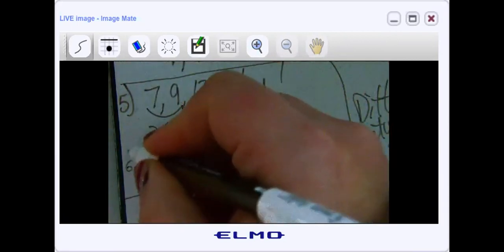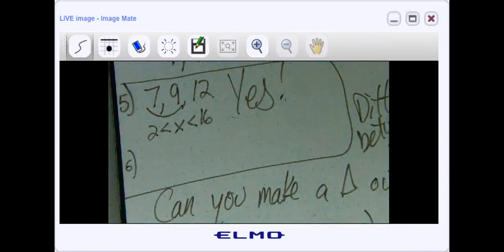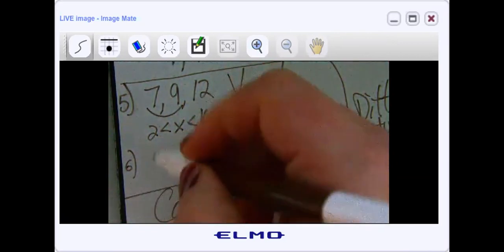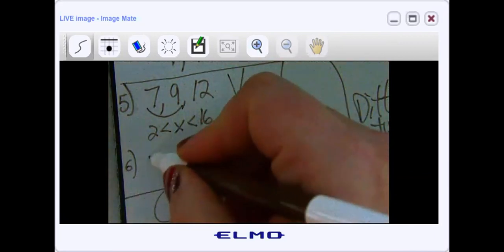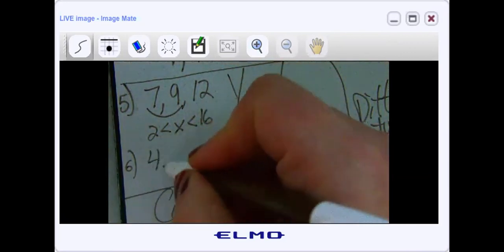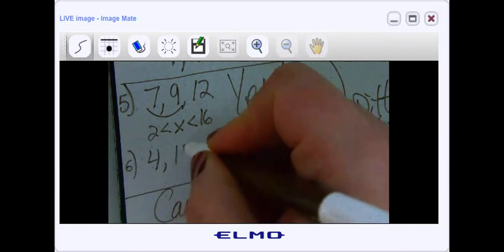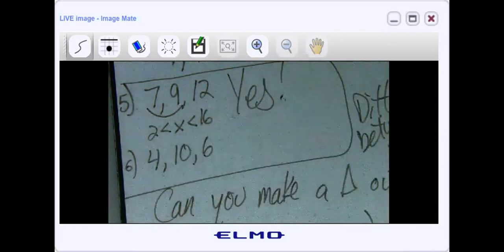Okay, and my last example, Alex, this one's going to be yours. So let's do, how about 4, 10, and 6. Can you make a triangle out of those three values? Yes. You say yes. Oh, no. Unfortunately, it's going to be a no.